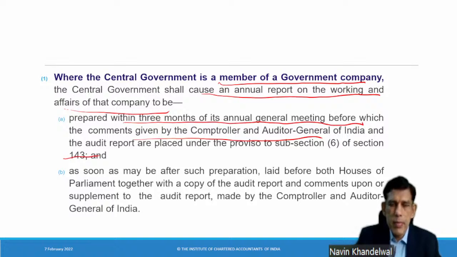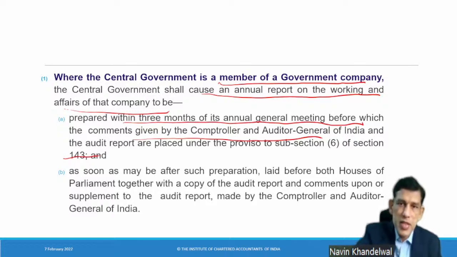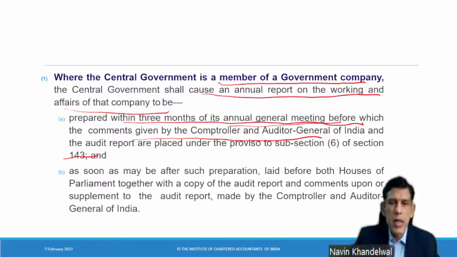So friends, we all know there is a CAG, those who are doing articleship, and the big firms do get an allotment of government companies, and the allotment is done through the CAG, Comptroller and Auditor General of India. So they have to prepare the annual report within 3 months of its AGM, before which the CAG will give their comments on the audit situation of that particular company.